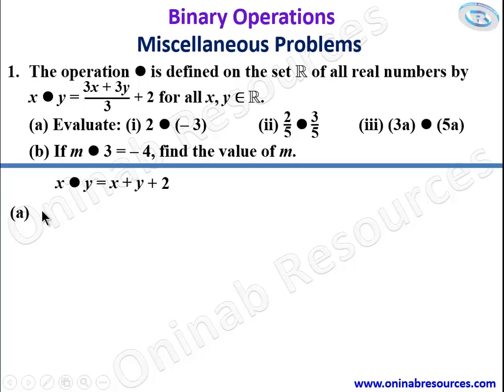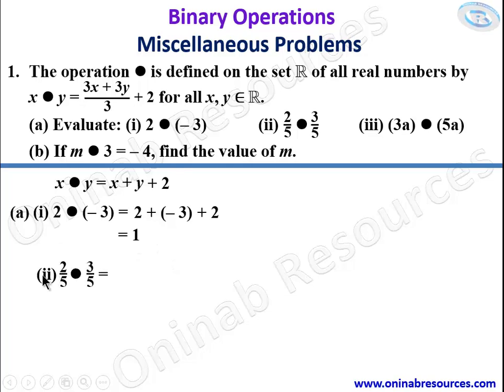For A, I have the first question there, 2 operation negative 3, which means x is equal to 2 while y is equal to negative 3. So we now substitute into this operation. We now have 2 plus negative 3 plus 2. So collecting the positive terms, 2 plus 2 gives 4, 4 plus negative 3 gives 1. And therefore 2 operation negative 3, according to this definition of operation, is 1.